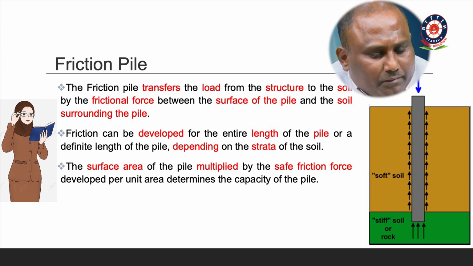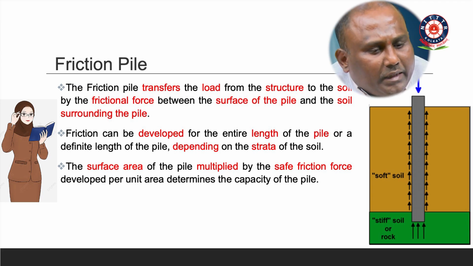where the structural load can be taken at the stiff layer. The similar method you are calculating, but in this case, when you are calculating the friction pile, this is the surface area of the pile multiplied by the friction force developed per unit area, to determine the capacity of the pile. Also you will calculate the factor of safety, that is 2 to 2.5, then you will get the pile capacity, the ultimate bearing capacity.